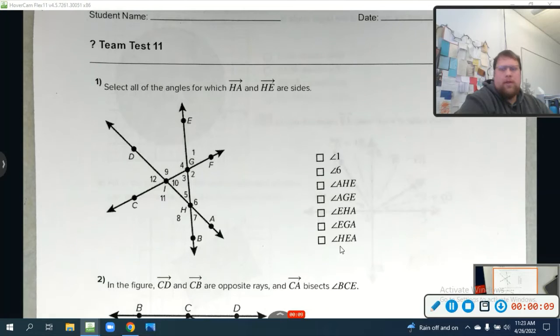I'm assuming either you're pausing me in between questions or you've attempted this, so I'm just going to roll right through it. Select all the angles. Let me get the highlighters. There we go.